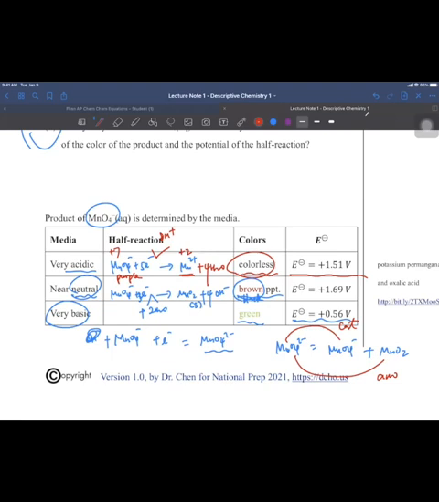So we just need to confirm that the cathode has a more positive standard reduction potential than the anode, right? It seems like we need to do some calculation because this one is good, but we don't know this one yet, right? So we may need to use the values here to do the calculation. Leave this as your homework. Let's double check.